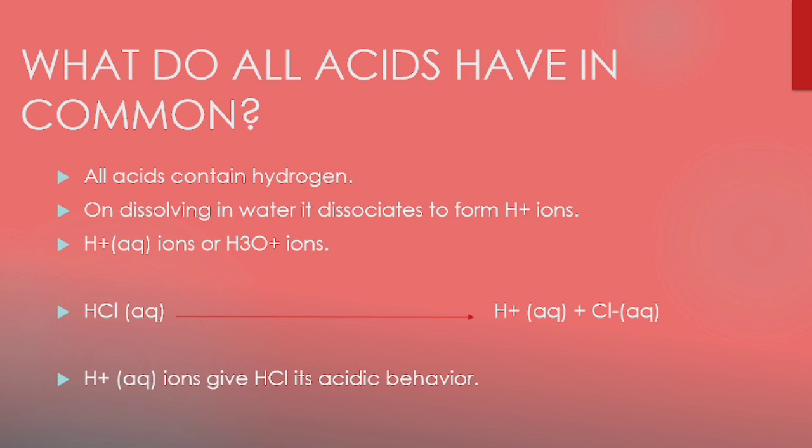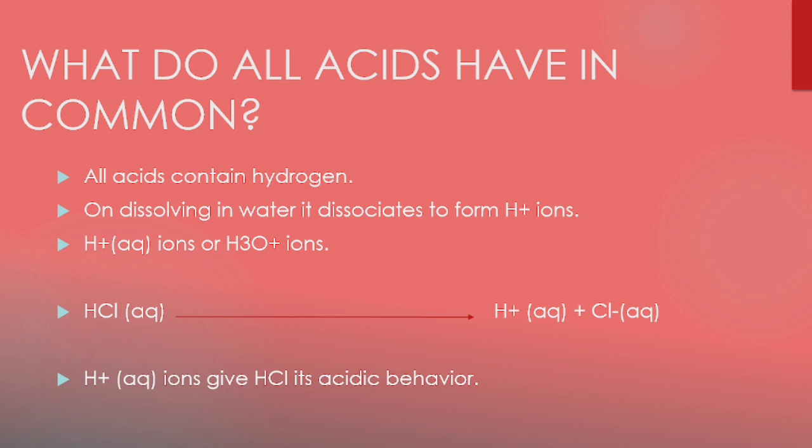But simply if they possess hydrogen, can we call them acids? Obviously no. Think about water. Water has hydrogen in it. But is water acidic? Absolutely not. What is making the difference? An acidic substance, when it is dissolved in water, will dissociate to form hydrogen ions or H plus cations.